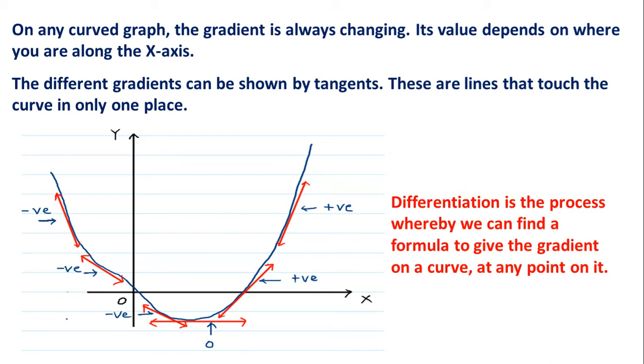Remember, what do you mean by differentiation? Differentiation is the process whereby we can find a formula to give the gradient on a curve at any point on it. Means we have to find out the formula, or we have to find out the expression to give the gradient on a curve. Means we have to find out the expression of slope of the tangent at any point on it, and that process to get that is called as differentiation. Now let us take one example.